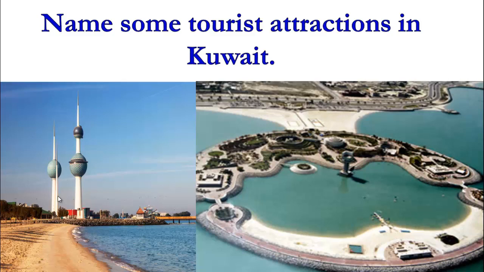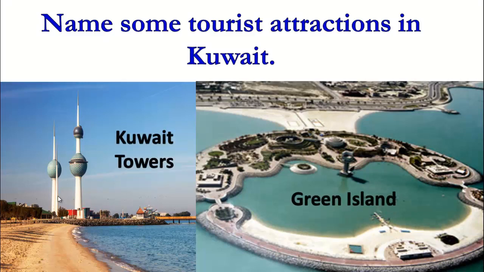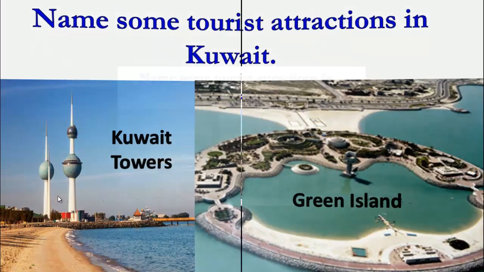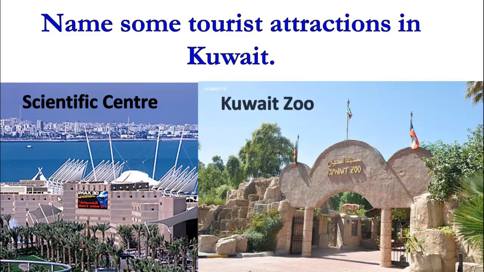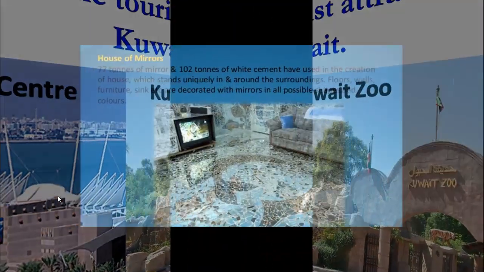Now you have to name some tourist attractions in Kuwait. I'd like you to look at the pictures and tell me what these places are. The first one, yes, it is the most famous place in Kuwait. Excellent, this is Kuwait Towers. What about the second one? That's right, the Green Island. The next one here on the left, can you tell me what this is? That's right, this is a scientific center. The next picture is an easy one. That's right, we find animals in it. That's right, Kuwait Zoo.